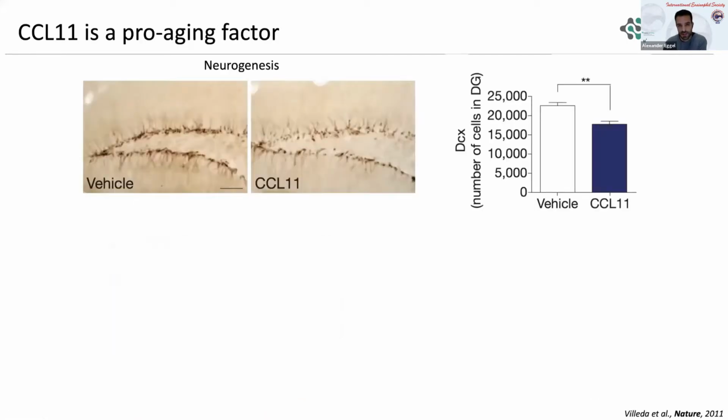Just to summarize very briefly, this nice work was conducted by Sol Villeda, who is now also a professor at UCSF. What we observed in this study is that the mice treated with CCL11 had a significantly decreased amount of new neurons that formed in the dentate gyrus. So basically, the CCL11 treatment phenocopied an aged mouse.